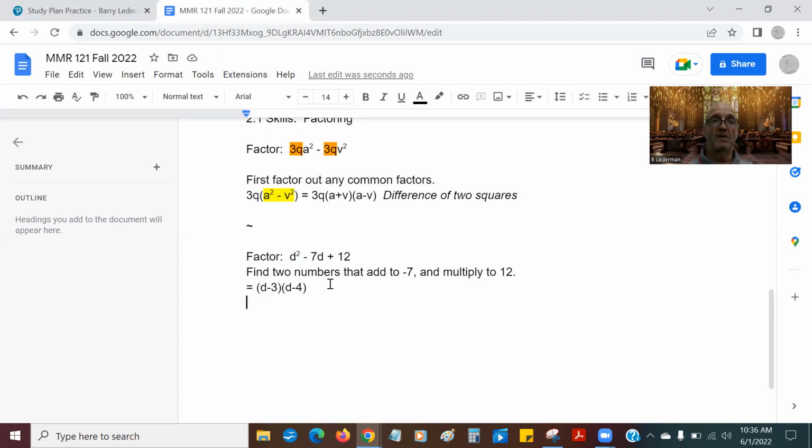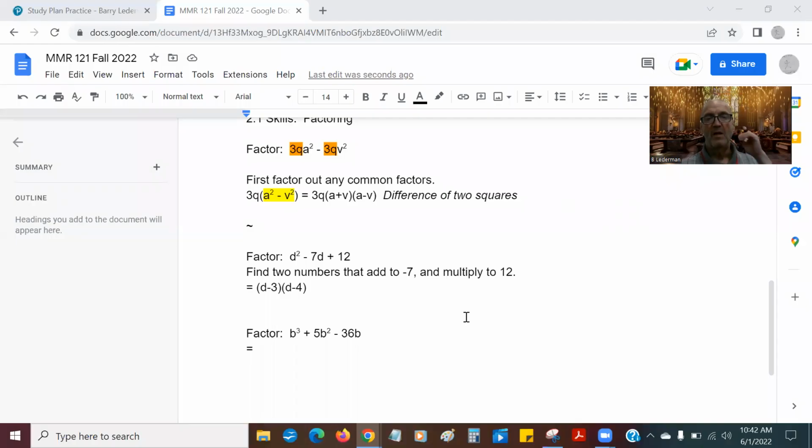This is relevant for a lot of things, and it's going to be particularly relevant in taking limits of certain functions. Okay, let's do another one. Let's look at this guy right down here: b to the third power plus 5b squared minus 36b. We want to just factor that. That's all I want to do is factor it.